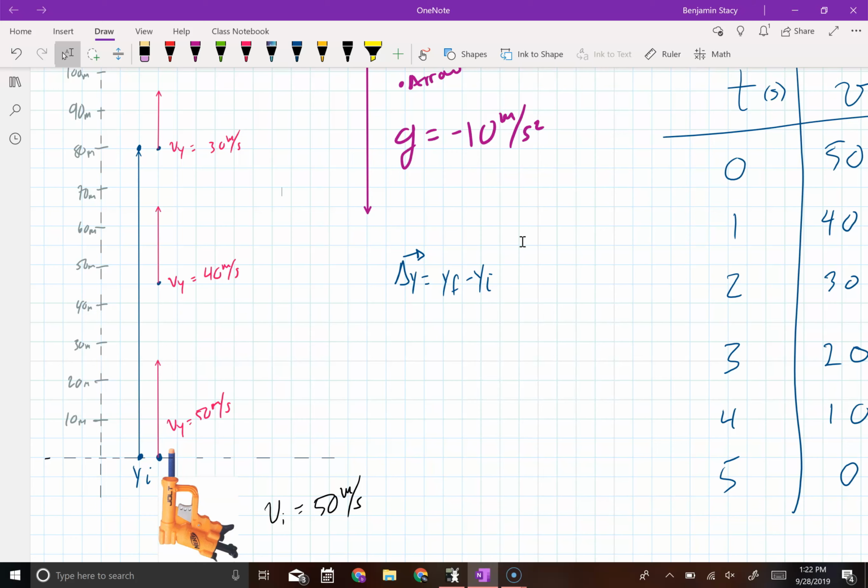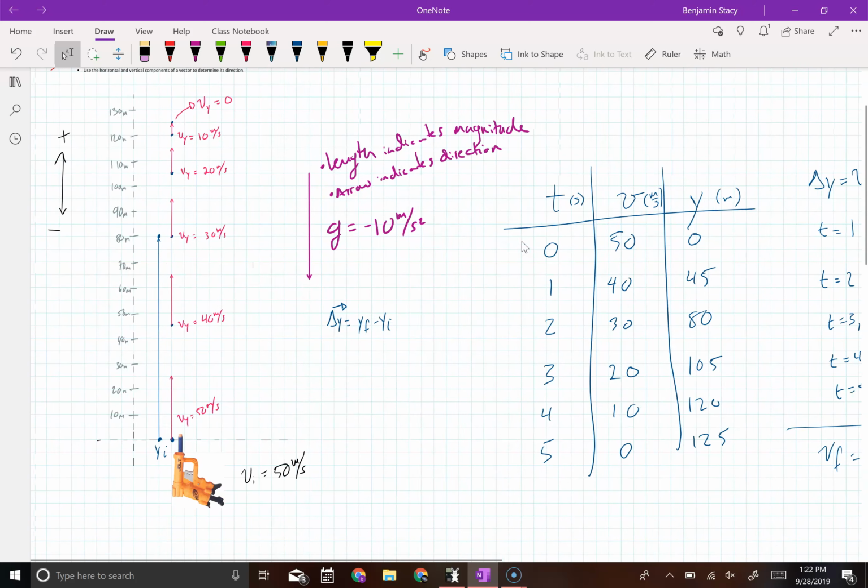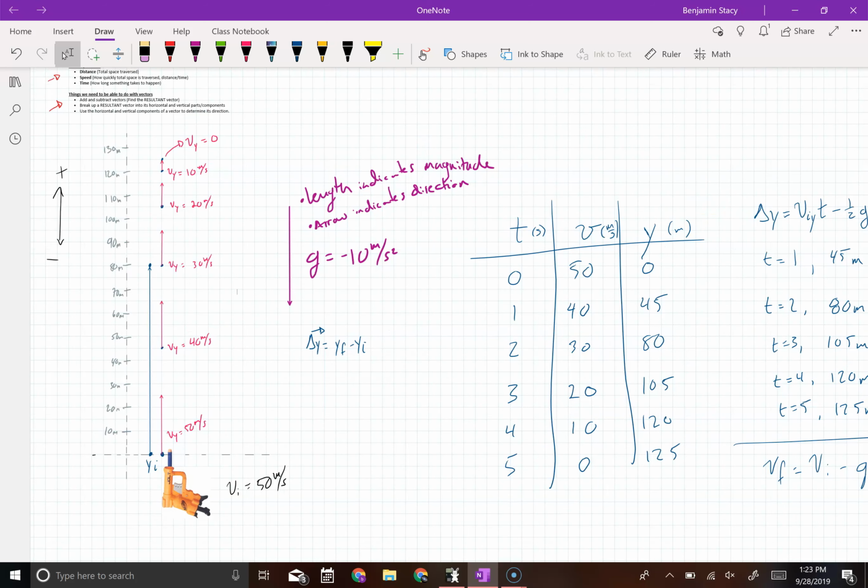That's 80 meters, and the arrow points upwards, indicating a positive displacement. All my velocity vector arrows point upward, indicating positive velocities. So there's where we can represent our motion at different stages in time with our vector arrows. Okay, so we have a way to represent vectors at different points in time.